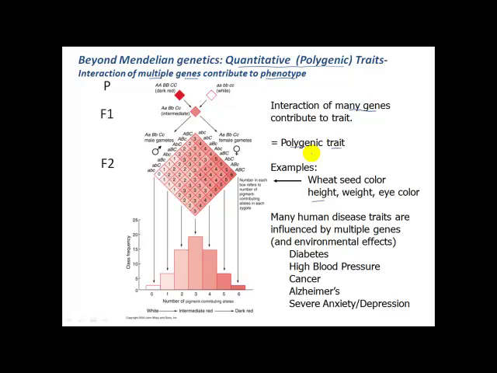So how does this work? How can we see this playing out in terms of inheritance patterns? Well, let's take an example from plants. This is wheat seed color, which is determined by 3 separate genes, genes A, B, and C. These are different genes, different loci in the genome, each of which is responsible for conferring a little bit of redness to wheat seeds.